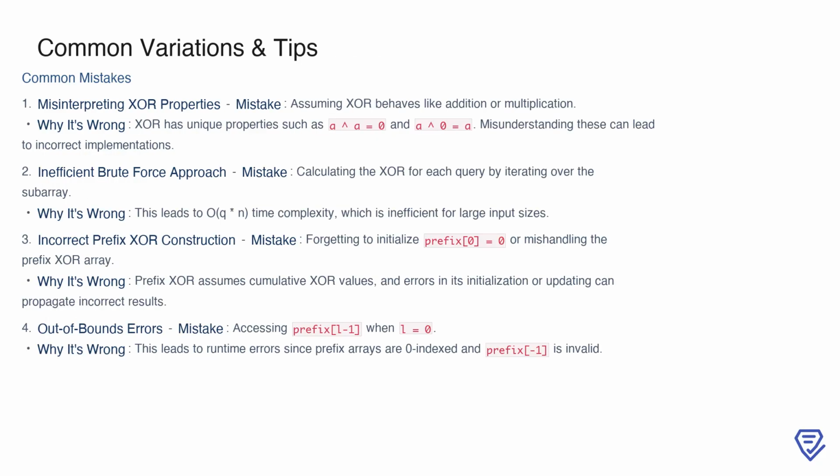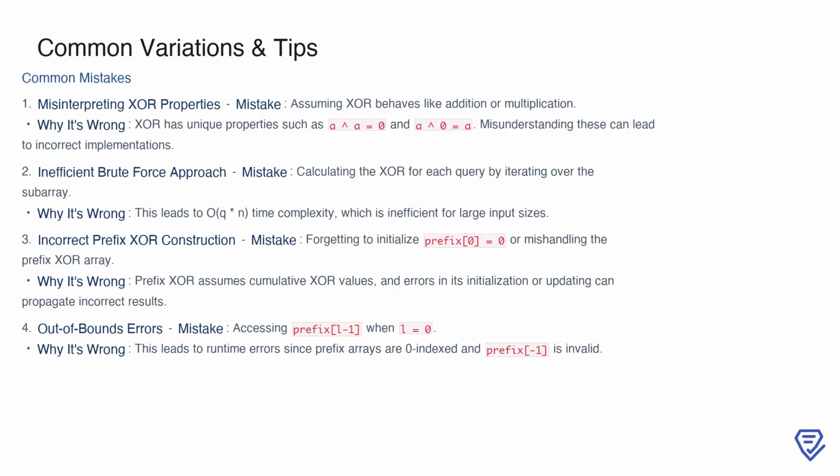When solving XOR problems, there are several common mistakes to be aware of. First, one of the most frequent errors is misinterpreting XOR properties. Unlike addition or multiplication, XOR has unique characteristics, such as a XOR a equals 0 and a XOR 0 equals a. Misunderstanding these can lead to flawed logic in your solution.